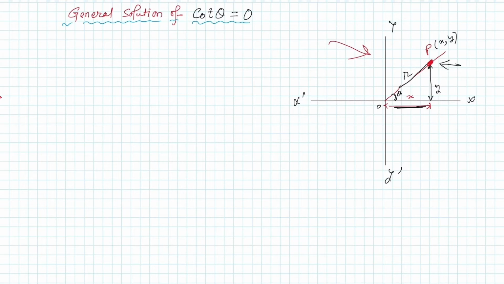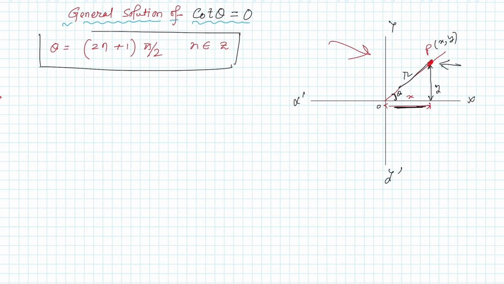Now the general solution of cot theta equal to 0. So what is the general solution of cot theta equal to 0? It is theta is equal to (2n plus 1) into pi by 2, where n belongs to Z. So this is the general solution for the equation cot theta equal to 0.